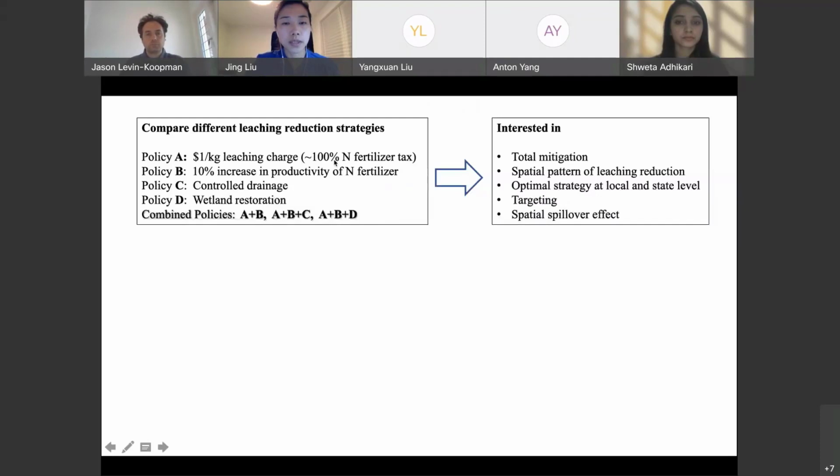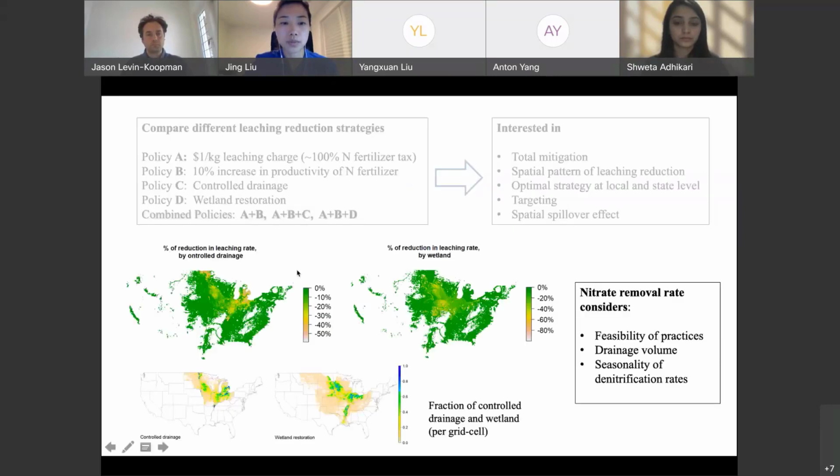So the first two policies are actually very straightforward, implemented right through the model, and they are nationwide policies. But the controlled drainage of wetland is restricted to the feasibility of the practices, which was provided by our collaborators, and they told us where it is feasible to implement those practices because the soil condition varies, and also the cropland intensity varies.